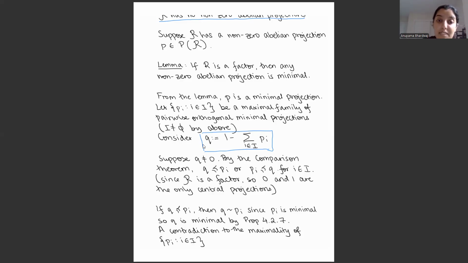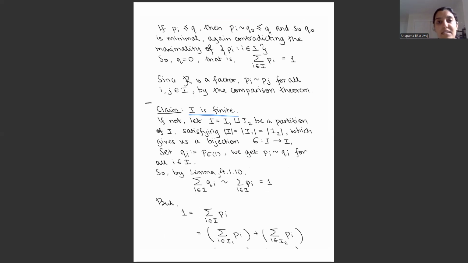We've assumed that this family Pi is the maximal family of pairwise orthogonal minimal projections, right? And that would be a contradiction if Q is also minimal. So Q ≾ Pi is not possible. So if Pi ≾ Q, then what happens? Then Pi is equivalent to some Q naught, which is less than or equal to Q. This is not the ≾, it's just going to be equivalent to something that's less than or equal to Q. And so Q naught is minimal, which again contradicts the maximality of this family.